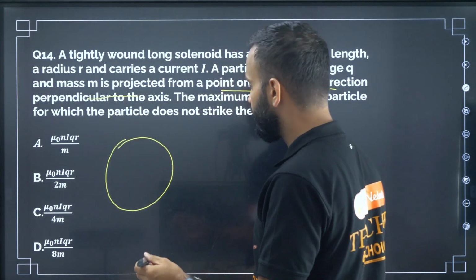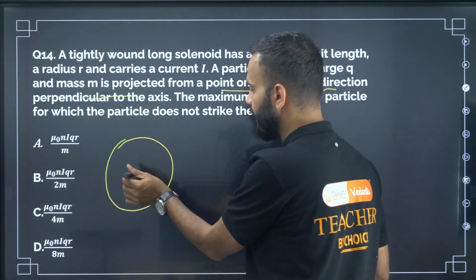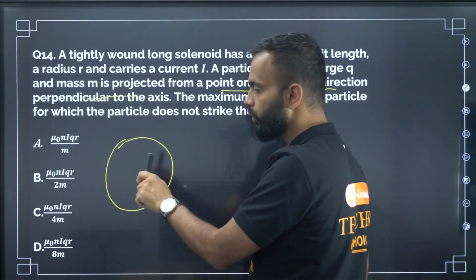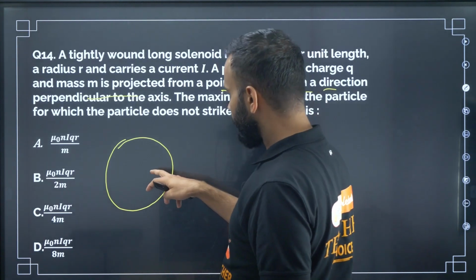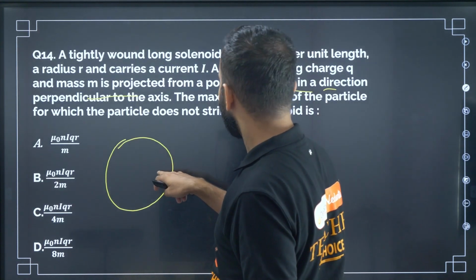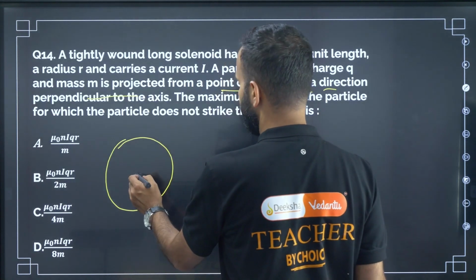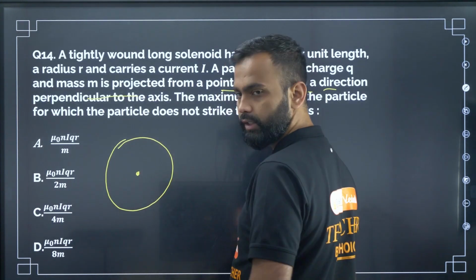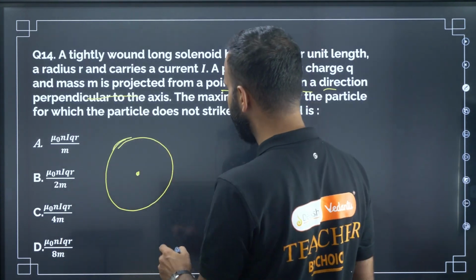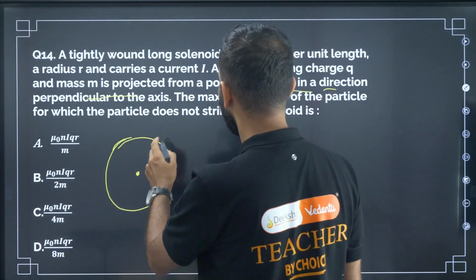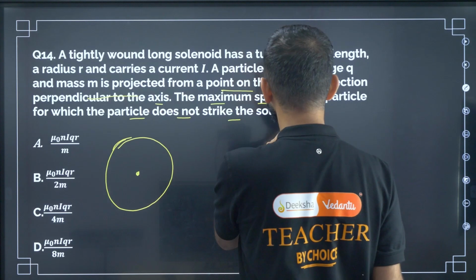Inside the solenoid, what is the magnetic field? The magnetic field is a straight line, so it is into the plane or outward from the plane, depending on the direction of the current, right? Here the charged particle is projected from a point on the axis of the solenoid, in a direction perpendicular to the axis. We need the maximum speed of the particle for which the particle does not strike the solenoid.